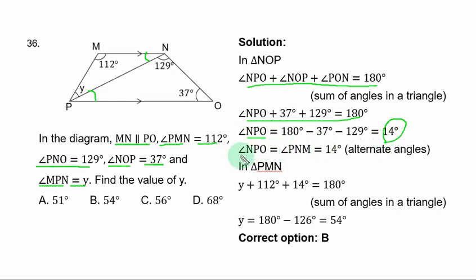Now, angle NPO is equal to angle PNM. That is this angle, alternate angles, because line MN and PO are parallel. So in triangle PMN, if you add the three angles, the sum is 180 degrees. So y is equal to 180 degrees minus 126 degrees, the sum of these two angles, and that is 54 degrees. B is the correct option.